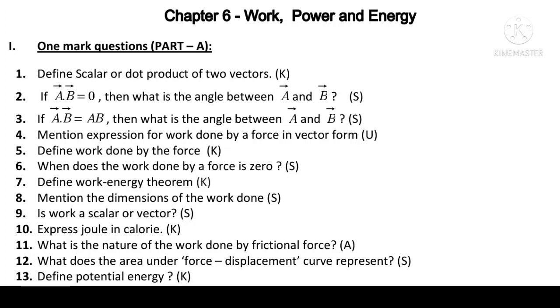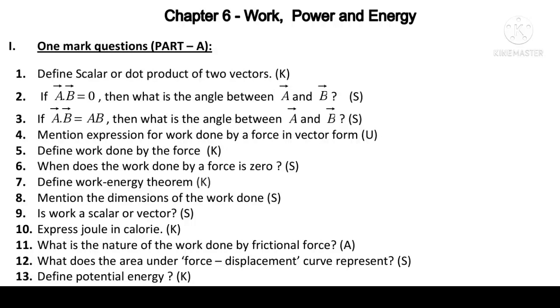Second question: if A dot B is equal to 0, then what is the angle between A and B? Yes, the answer is 90 degrees. If A dot B is equal to AB, then what is the angle between A and B? Yes, the answer is 0 degrees.